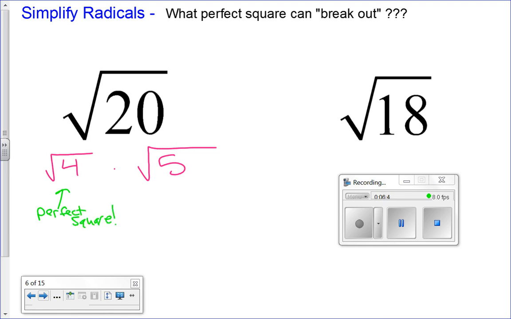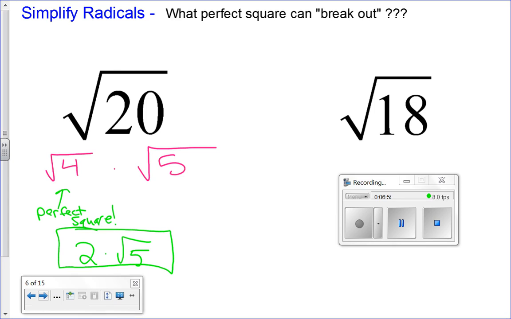Because what we're going to do is take the square root of 4, which equals 2, and then just leave that square root of 5 as is, because the square root of 5 is an irrational solution. And then 2 radical 5 is what radical 20 would look like simplified down. It's called its simplified radical form.